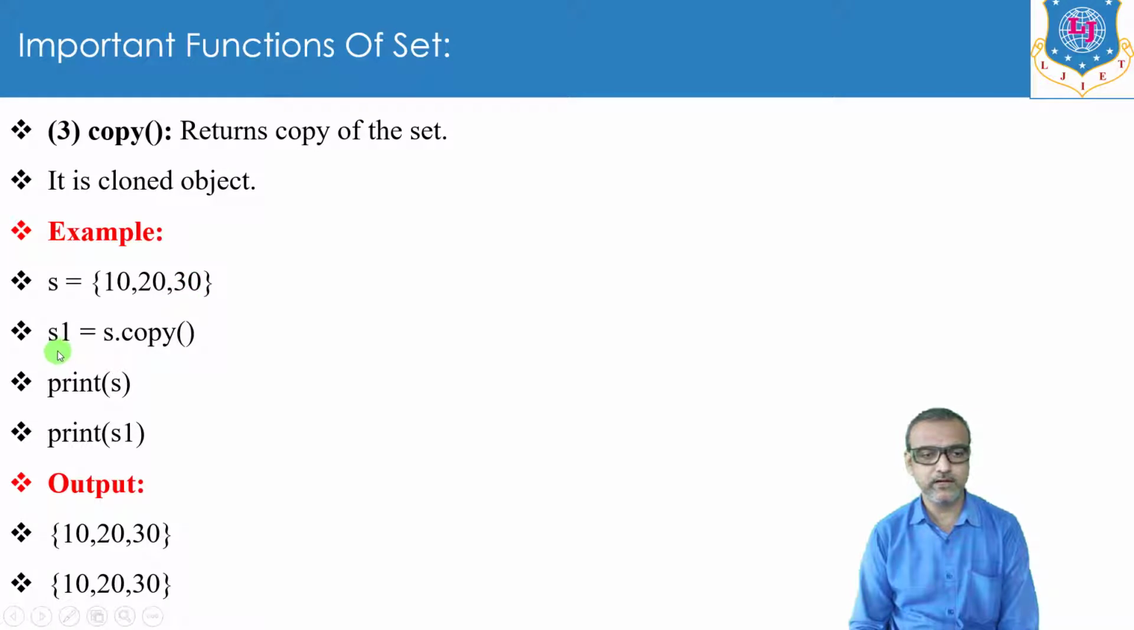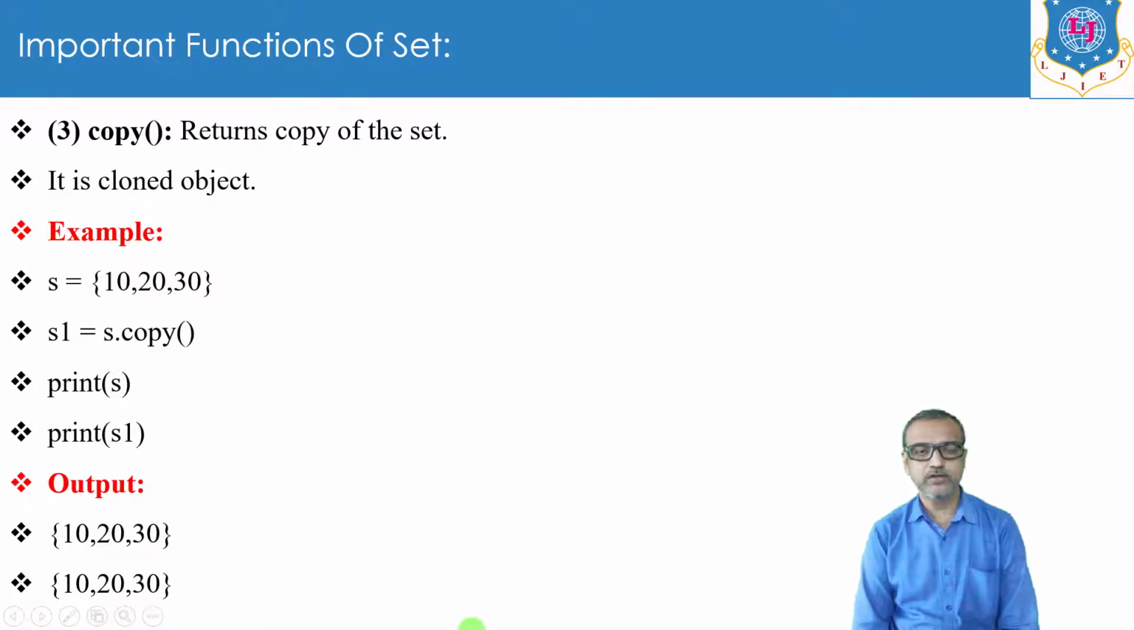And if you write S1 equals S dot copy, then in set S1 we will have the same elements present in set S. So print of S and print of S1 will give us the same elements of set S. The output is 10, 20, 30 for the print of S statement, and for the print of S1 statement we have the output 10, 20, 30.